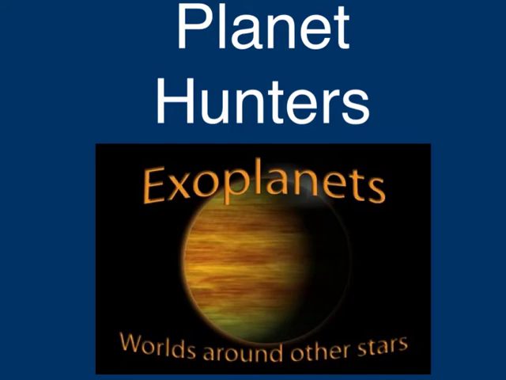Today we're going to talk about how astronomers go about hunting for planets out of our solar system. Those kinds of planets are called exoplanets because they're not part of our solar system.